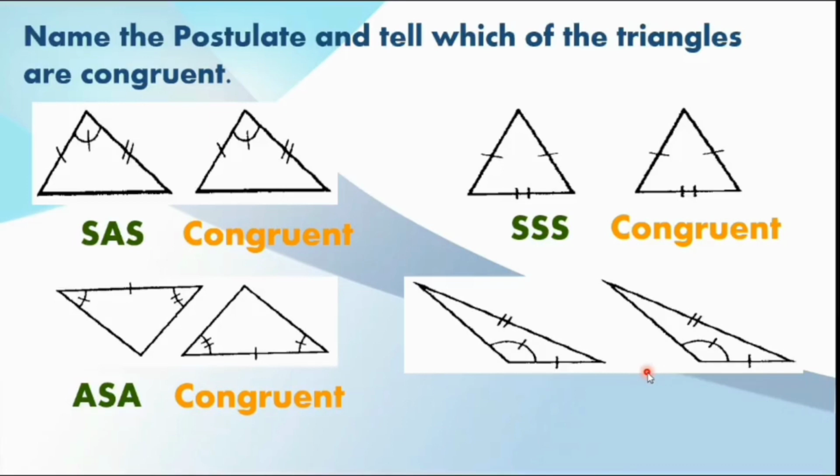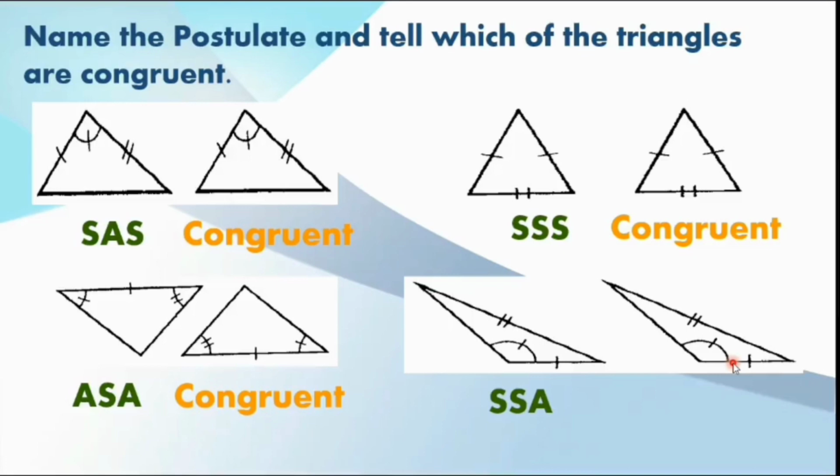Okay, so let's proceed to number 4. In number 4, there are three pairs of corresponding parts that are marked congruent. What are those? We have side, side, angle, or simply angle, side, side. On the second triangle, we have side, side, angle. So this is under SSA. But the question is, is there such a thing as SSA congruence postulate?